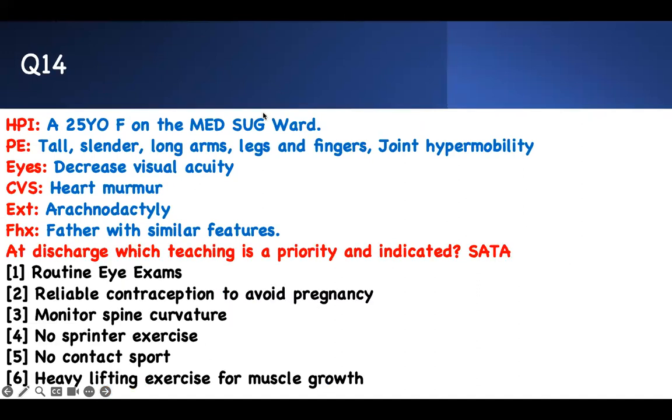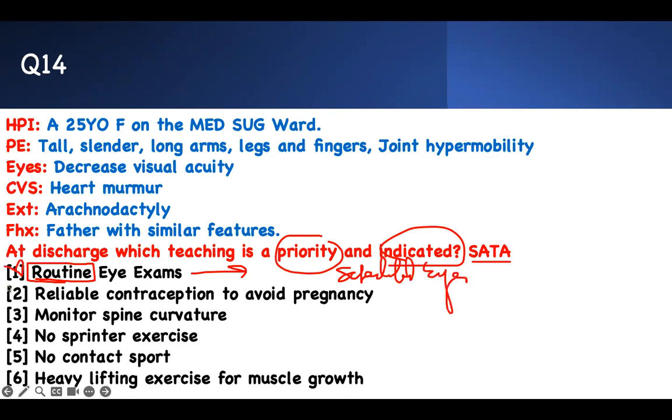Now, what do we have? At discharge, teaching is a priority. What do you tell them? Based on the signs and symptoms and complications I have told you, what do you think? The word routine is never normal when somebody has a problem. Routine means whenever we need it. No, this guy's lens and retina are going to detach. I want you to schedule eye exams. Don't do routine eye exams. Schedule it so that I know every 2 months I'm coming.